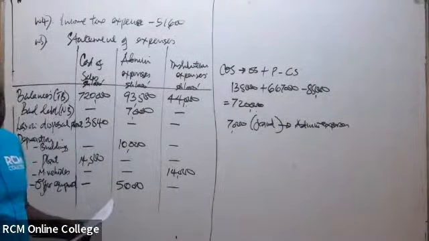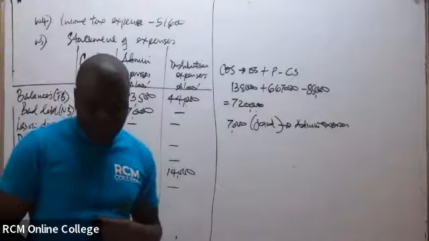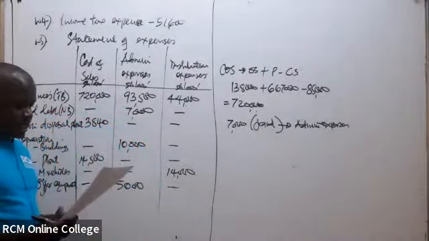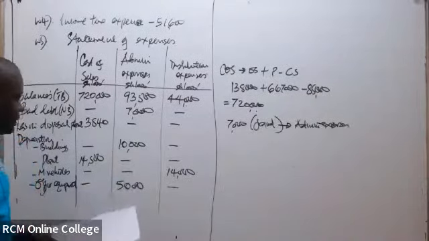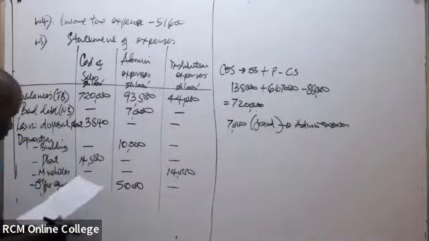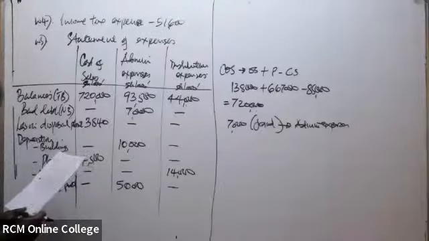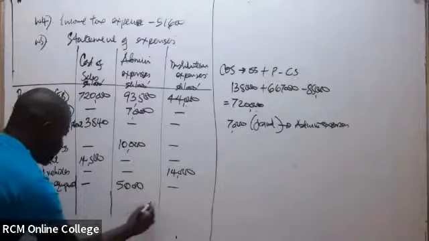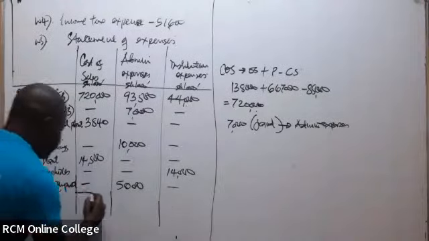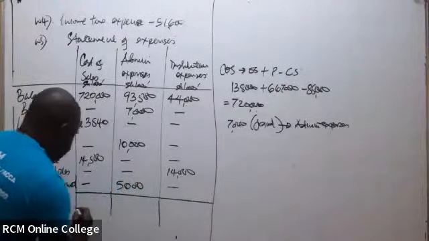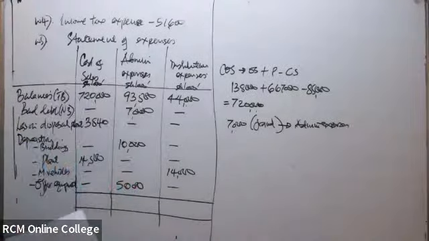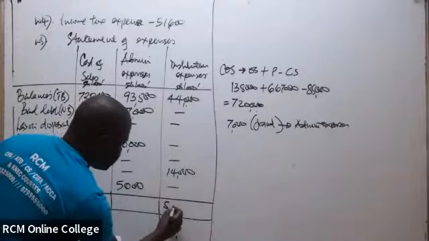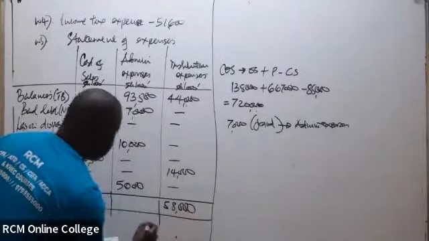So those are the items that will end up affecting the statement of expenses. I don't think there's any other item that will affect these particular expenses. So we can add and see how much we get as our totals. So this one is 58 million.